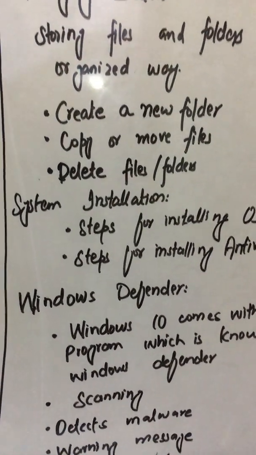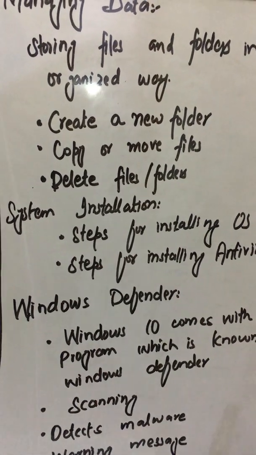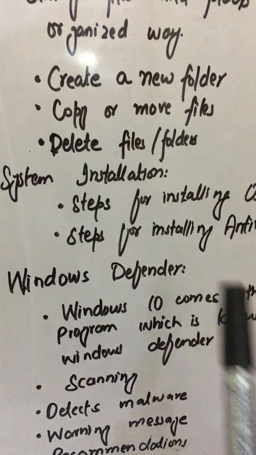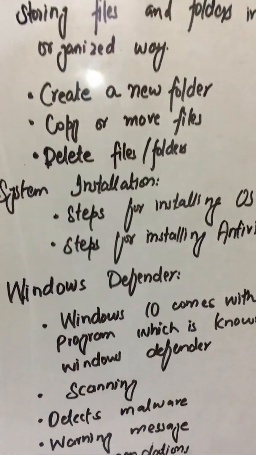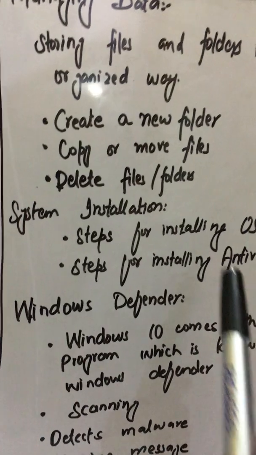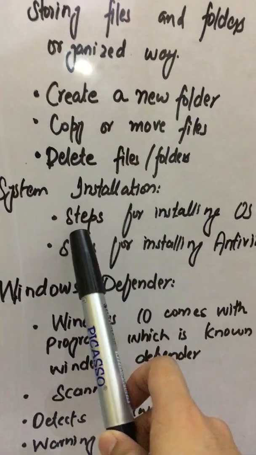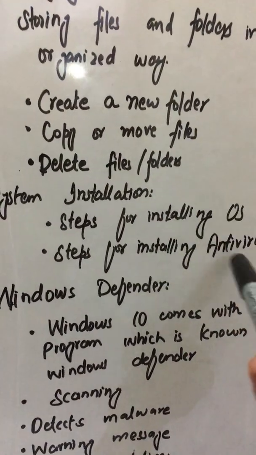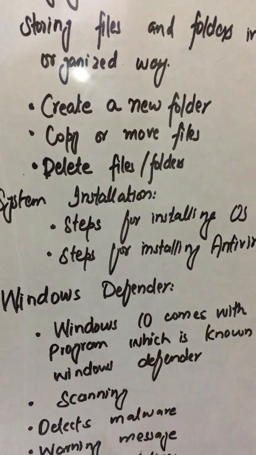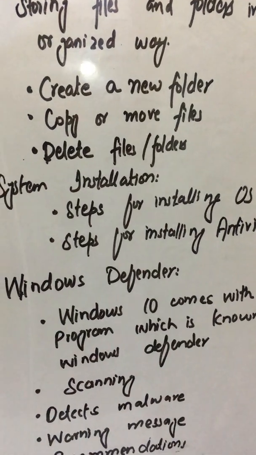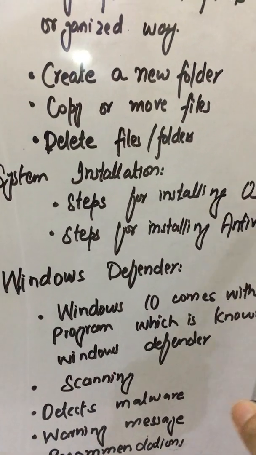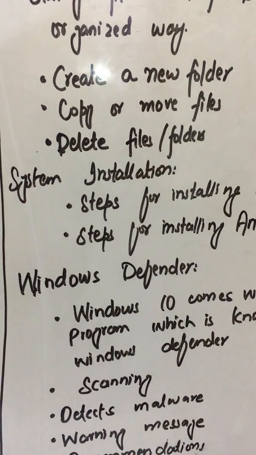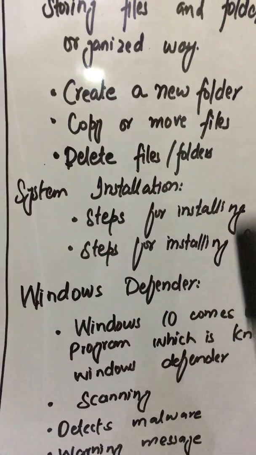Our other topic is system installation. There are steps given in your book for installing the operating system and for installation of an antivirus program. There is no need to perform the practical for installing the operating system, because for installing the operating system you need to format your Windows first, and then you can install another one. So you can go through those steps, and similarly you can go through the steps given in your book for installation of an antivirus program. This is your practical work.